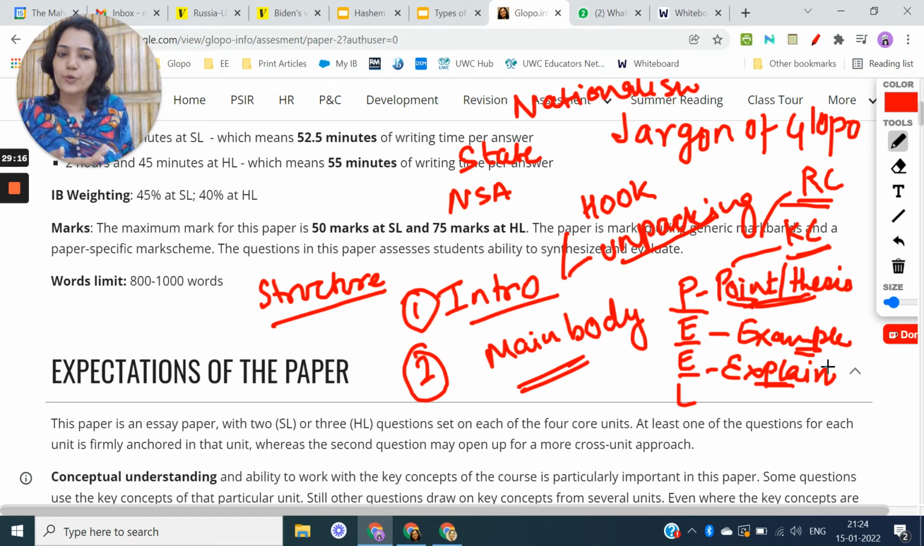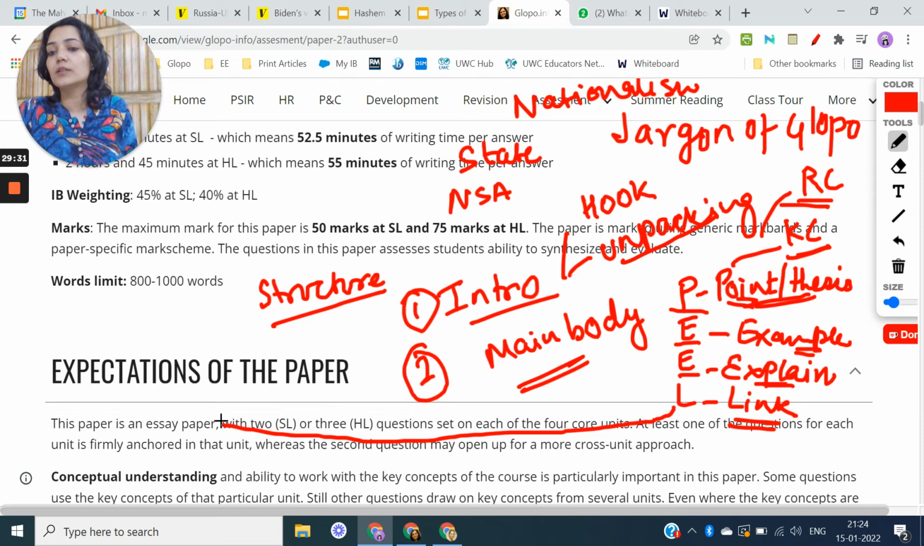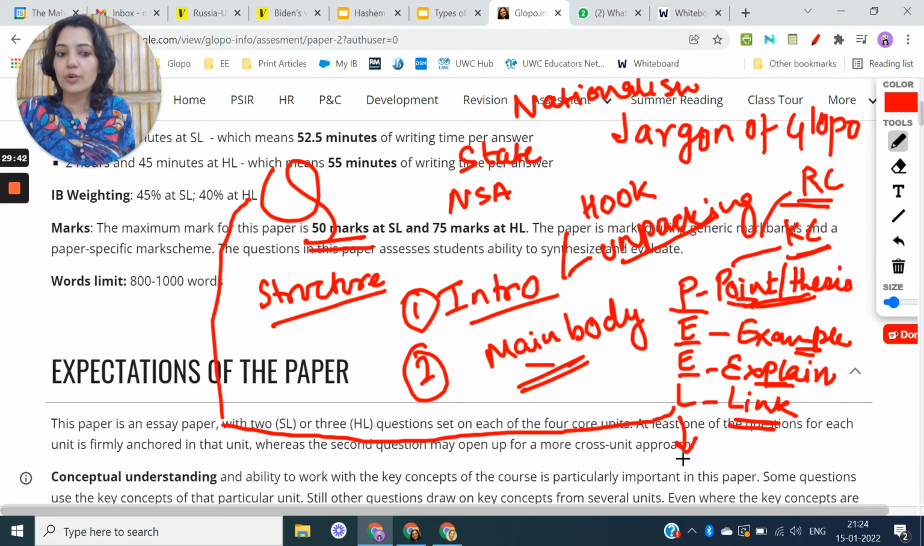It could be of 3-4 sentences also. The point could be of 2-3 sentences. Example could be of 2 sentences. This could be of 3 sentences. And then link. Link to what? Whether you are able to link this one to the main question or not, okay? Then link where? Linking to the next paragraph or not, all right? Whether you are able to link it back to your main point or not.